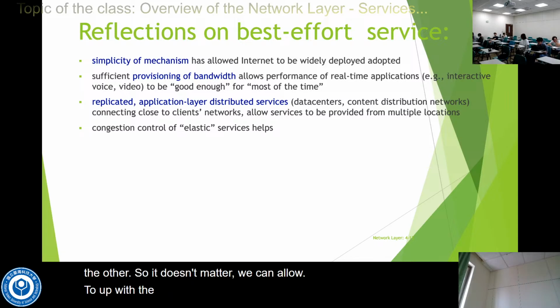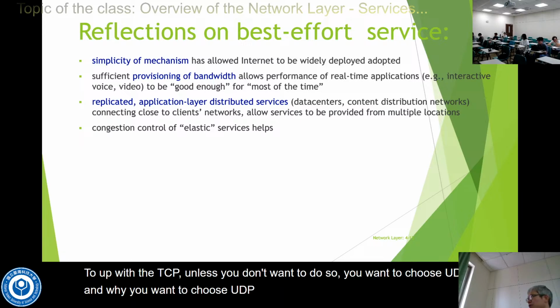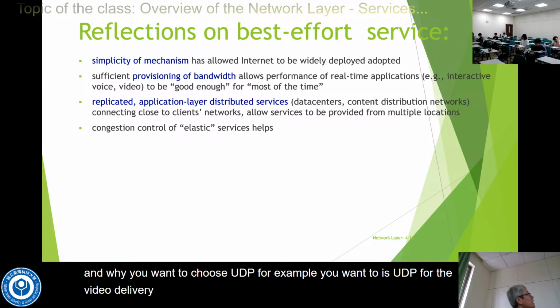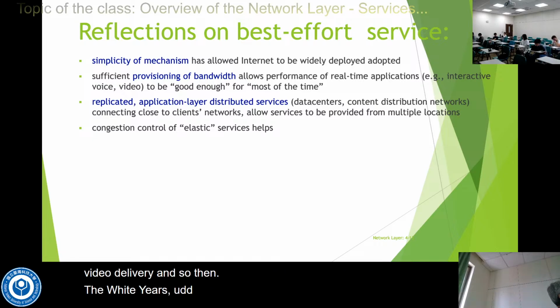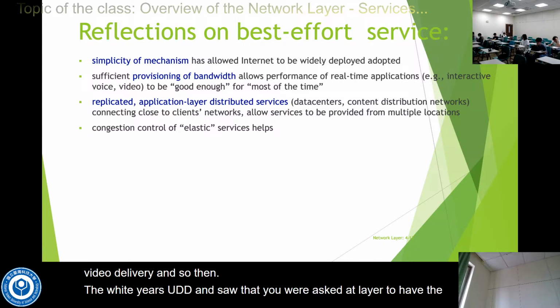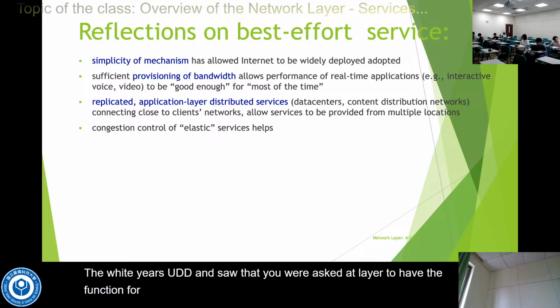Unless you don't want to do so, you want to choose UDP. And why would you want to choose UDP? For example, you want to use UDP for video delivery. If so, then you will use UDP, and so you will ask the app layer to have the function for some guarantee, and so they have the advanced service model.